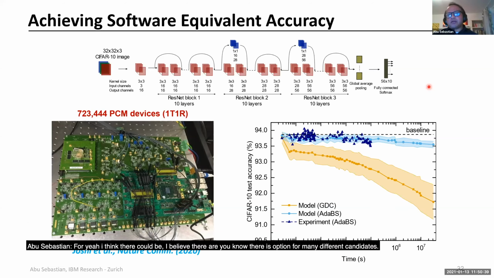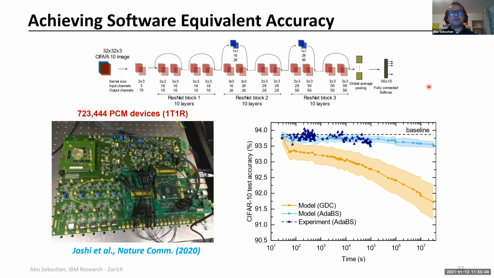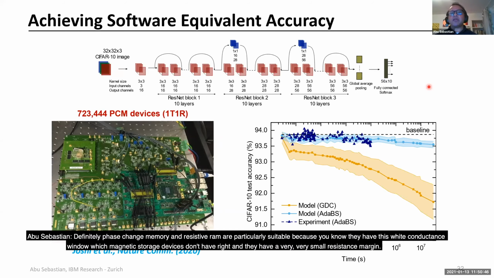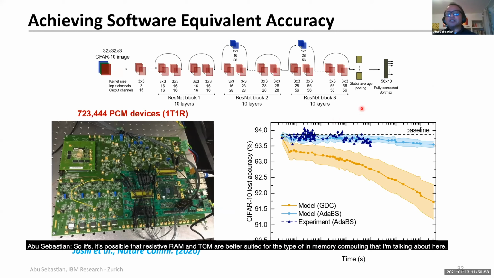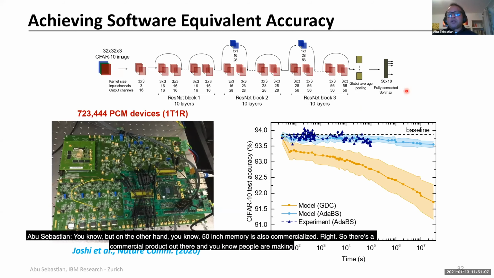Yeah, I think there could be. I believe there is an option for many different candidates. Definitely, phase change memory and resistive RAM are particularly suitable because they have this wide conductance window, which magnetic storage devices don't have, right? And they have a very, very small resistance margin. So it's possible that resistive RAM and PCM are better suited for the type of in-memory computing that I'm talking about here.